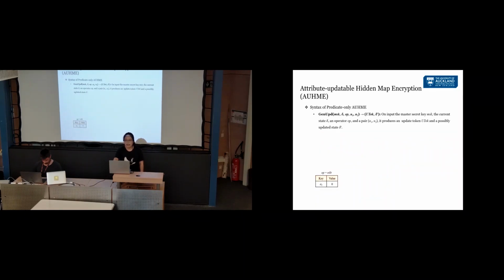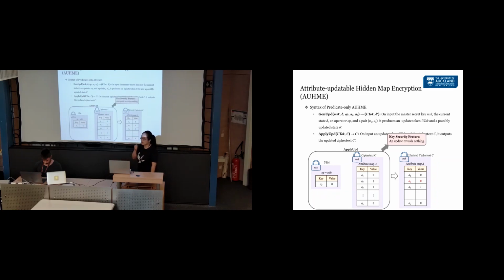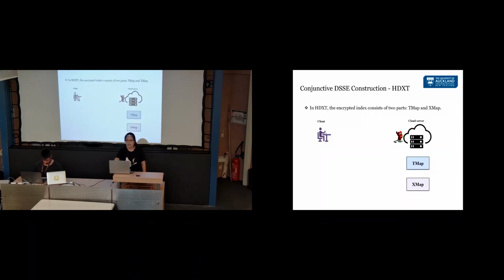Given an update, in this example, means updating the value of A2 to 0. AUHME can generate a token and run the apply UPD procedure, which will update the ciphertext C. Here, the security feature is that an update will reveal nothing in the update process.